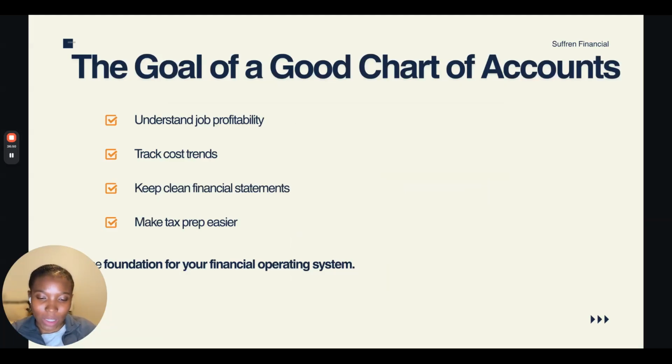The goal of a well-designed chart of accounts is simple. It should allow you to understand job profitability, track cost trends, maintain clean financial statements, and make tax prep easier. As you can see, how you set up your chart of accounts is really important.